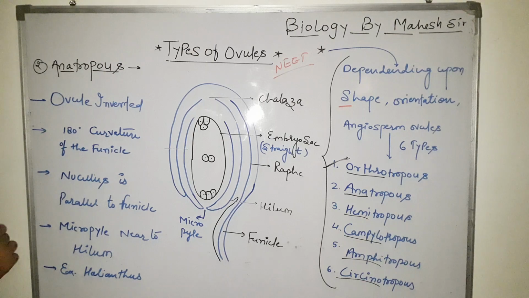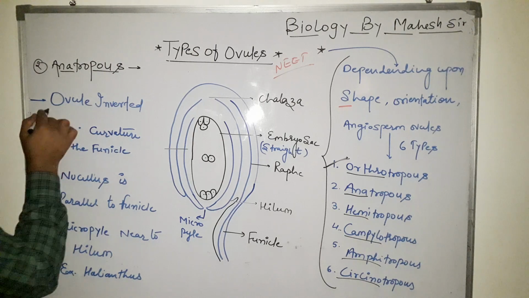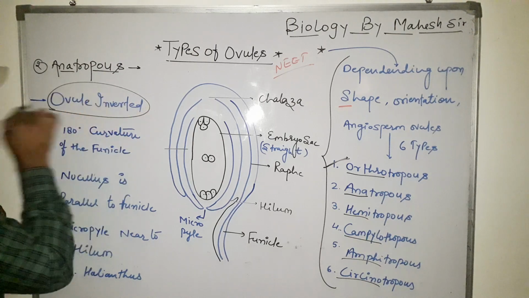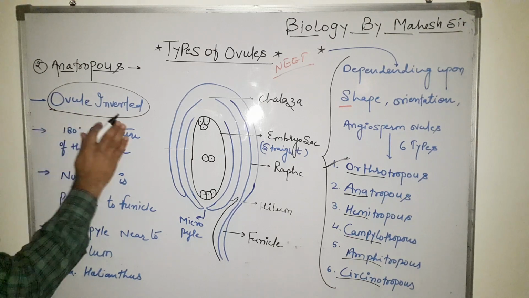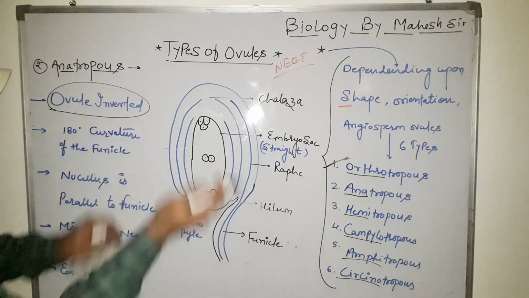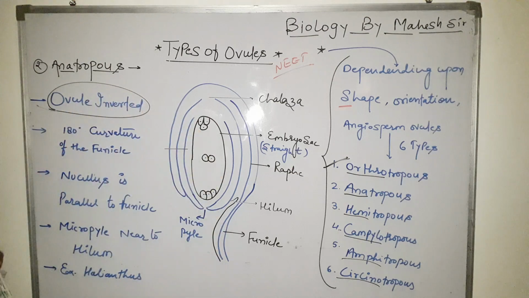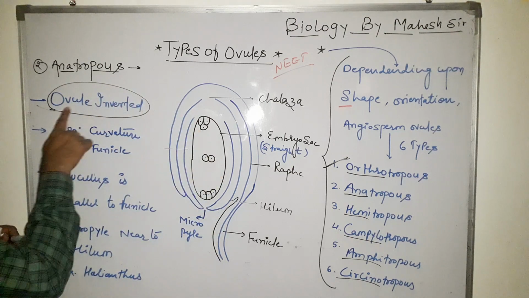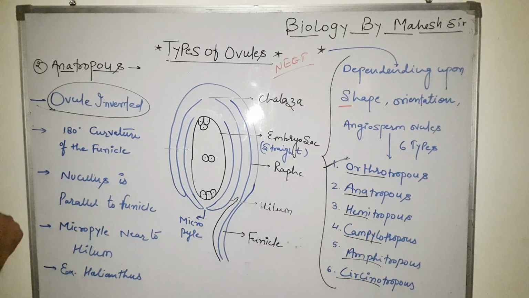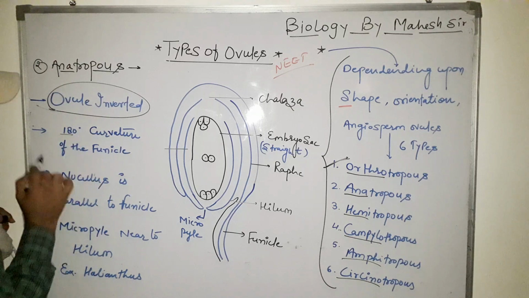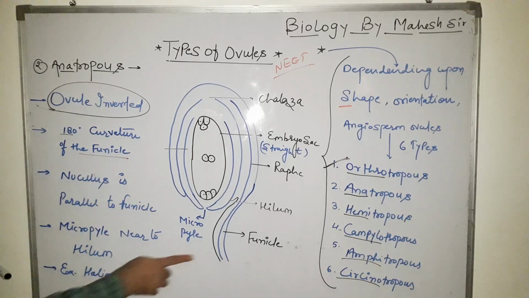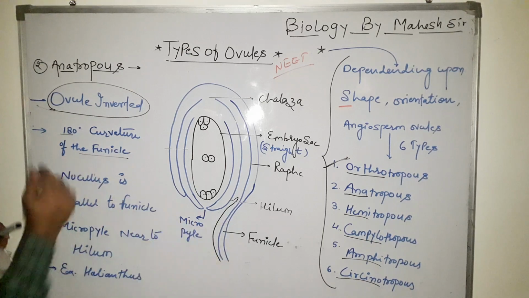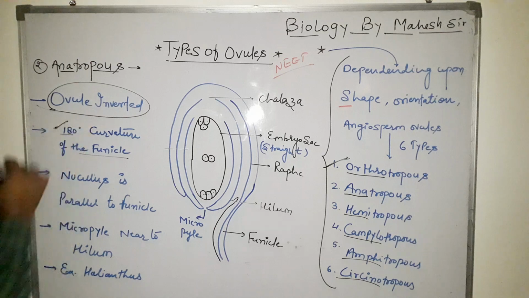First, the ovule is completely inverted. That means, unlike orthotropous, it is exactly inverted, so we can write: ovule is completely inverted. Second is the 180-degree curvature of the funicle. That means there is a 180-degree curvature with the funicle.